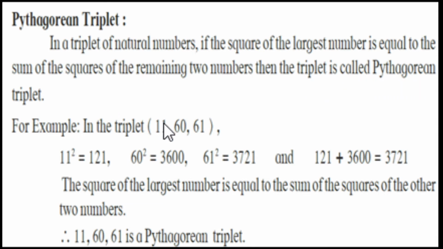For example, we have given a triplet 11, 60 and 61. We have to take the square. Square of 11 is 121. Square of 60 is 3600 and square of 61 is 3721. So we have to add the squares of two smaller numbers. That is the square of 11 plus square of 60, that is 121 plus 3600, so the answer is 3721, and this is equal to the square of the remaining number, that is 61.